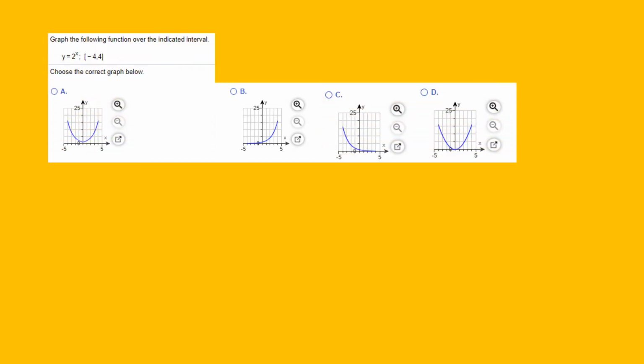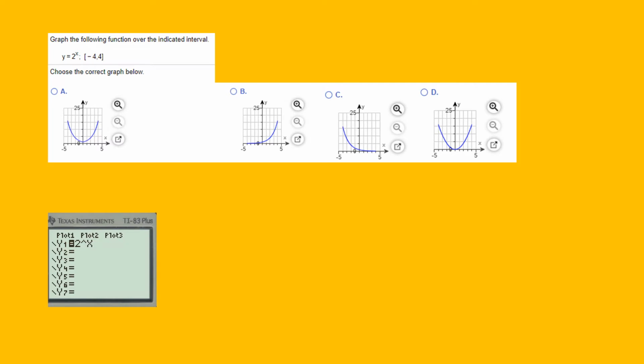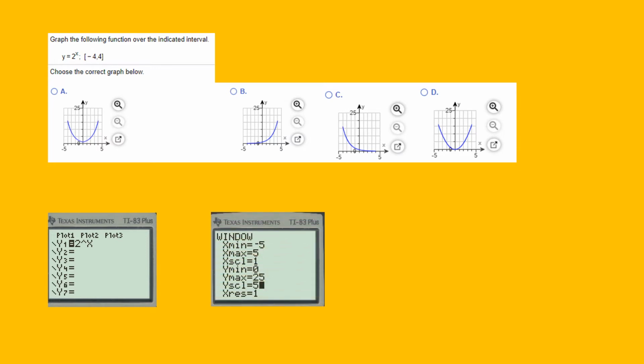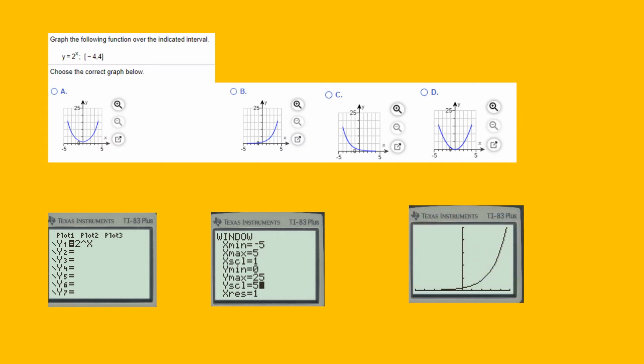Let us try to graph this function y equal to 2 raised to x. We can easily graph this using our graphing calculator. Since there are several choices given in this question, we can enter y equal to 2 raised to x in our graphing calculator, and then fix the window where x minimum is -5, maximum is 5 with a scale of 1. Y minimum is 0 to 25 with a scale of 5. And when we graph it and compare with the given choices, we know that B is the correct answer.